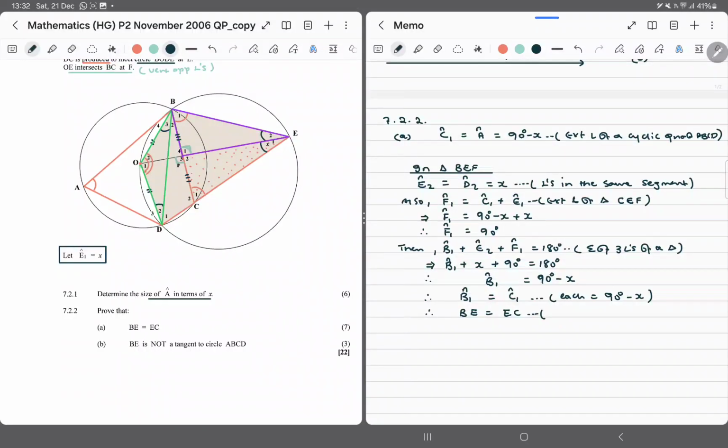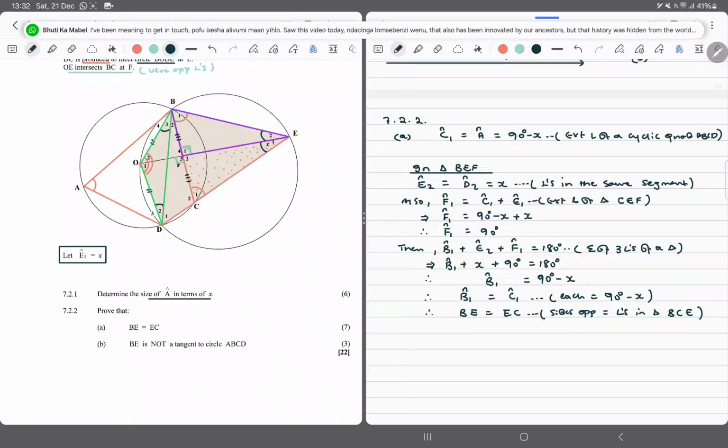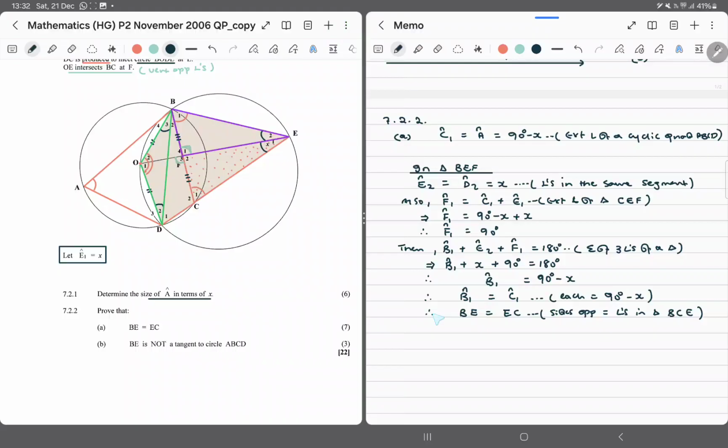Okay, now we provide a reason again. These are the sides opposite equal angles in triangle. Now we're going to state it. This is BCE. Can you see, guys, we're moving from triangle to triangle to triangle, but in a very nice way, because all we have to do is to just follow things nicely and essentially sort it out.